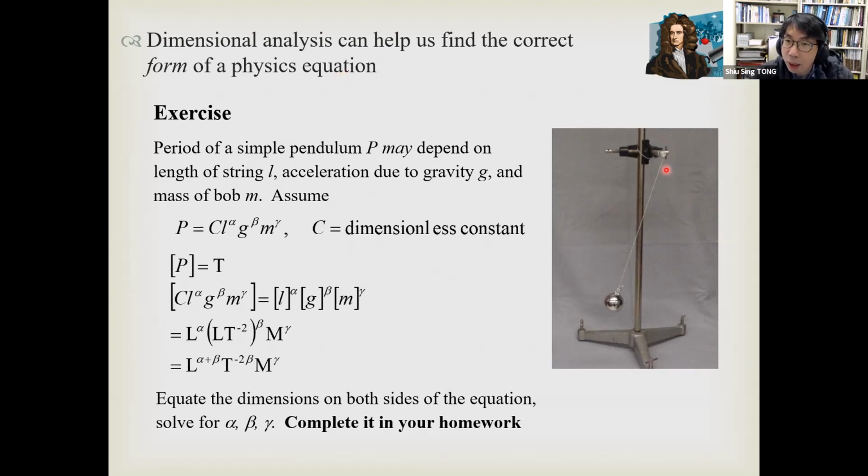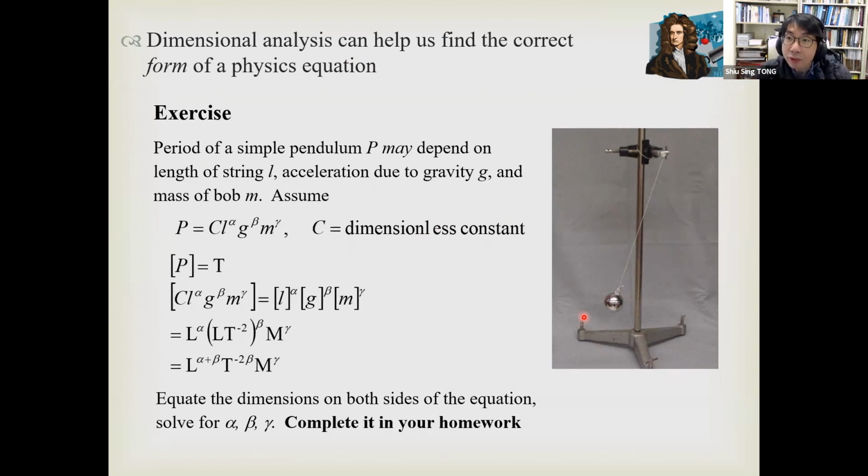For example, this is a simple pendulum. There's a pendulum bob here. It is suspended from a fixed point by a string of length L. Okay, so we have the length of the string equal to L, and the mass of the bob is m. And because the pendulum is swinging back and forth, it is affected by the gravity of the Earth.